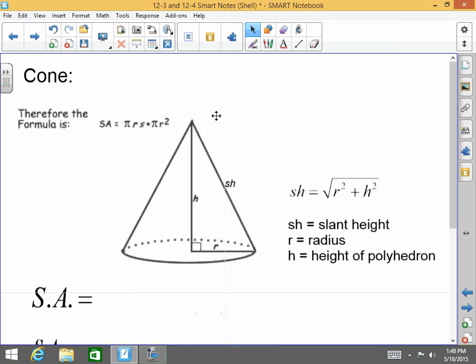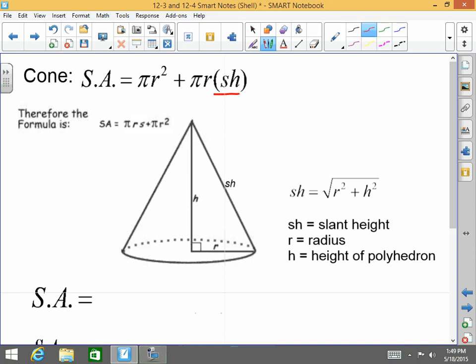Okay? A cone, the formula is pi r s plus pi r squared. I like my way of doing it better. That s represents slant height. Okay? So the surface area of a cone is pi r squared plus pi r times slant height.